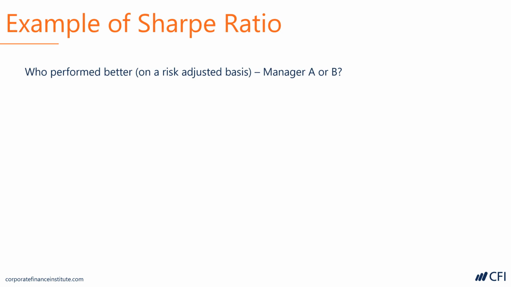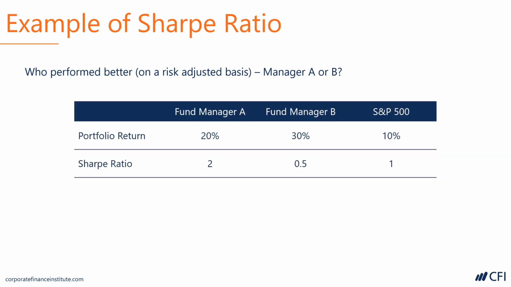Let's look at an example of a Sharpe ratio for measuring performance. Which manager performed better on a risk-adjusted basis? Fund manager A, who earned 20%, or fund manager B, who earned 30%? Well, by looking at their standard deviations, we can determine their Sharpe ratios. Fund manager A had a ratio of 2, and manager B had a ratio of 0.5.